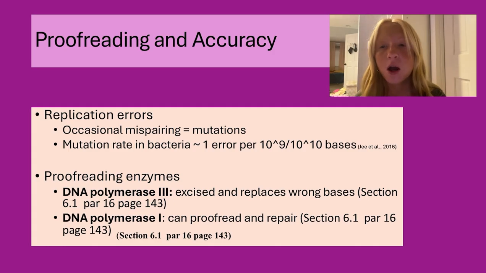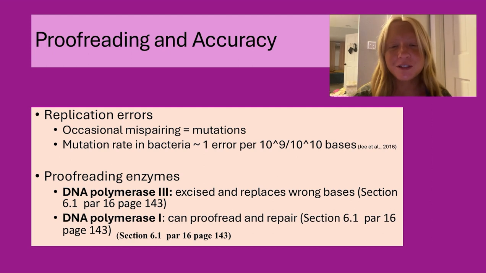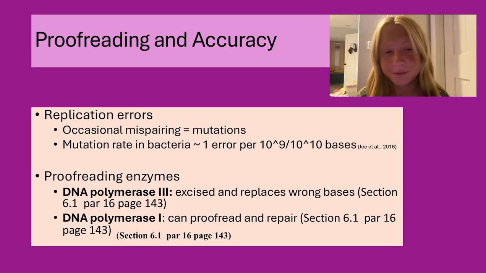The rate in bacteria, as you can see, is about 1 in 1 billion. And we also read that E. coli produces 750 in a second. So if it's producing almost up to 1,000 in a second and it's only making an error every 1 in 1 billion, it's pretty accurate.